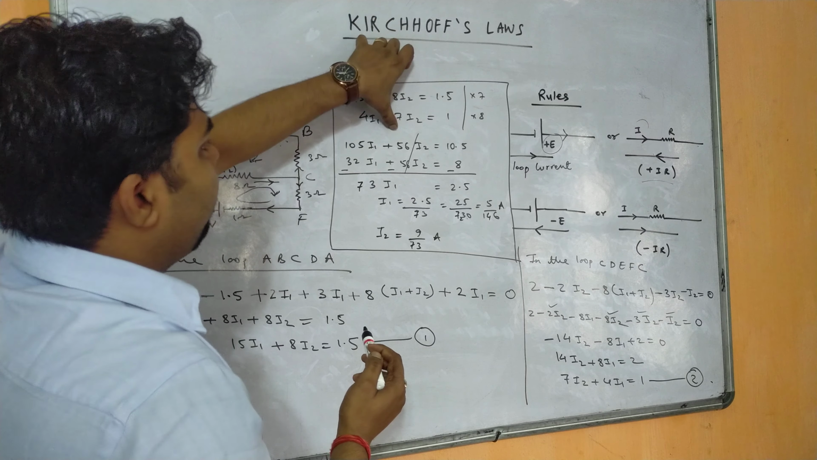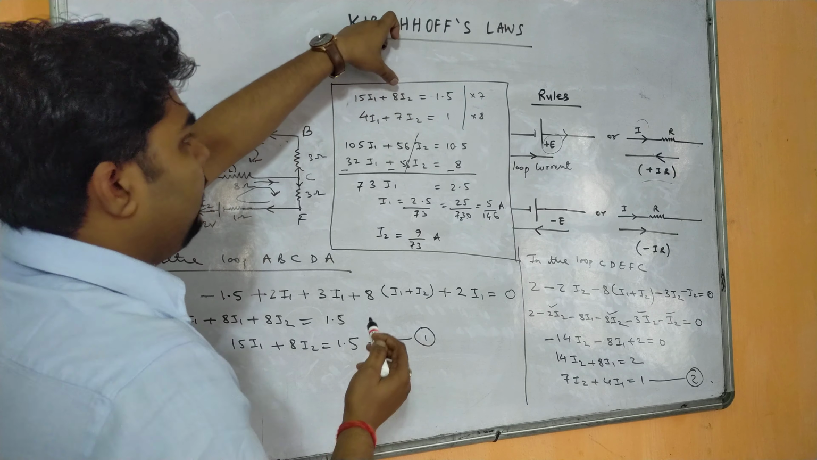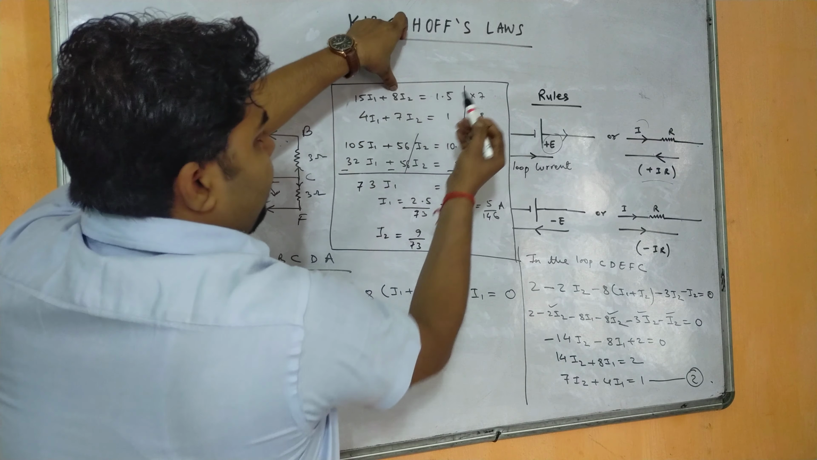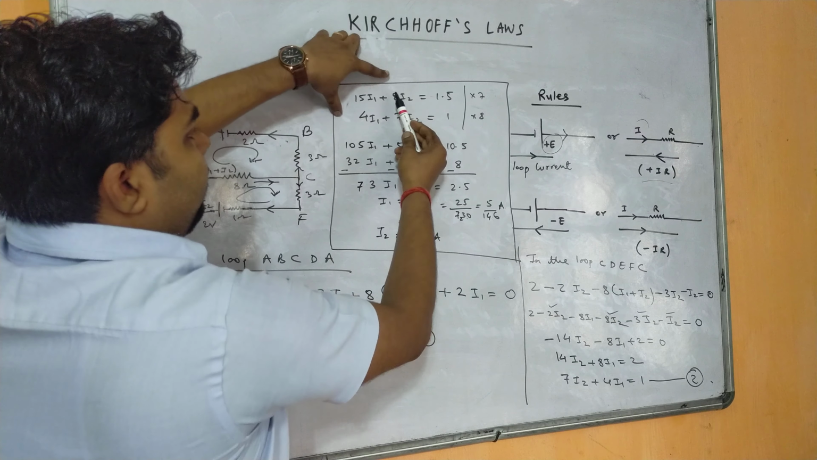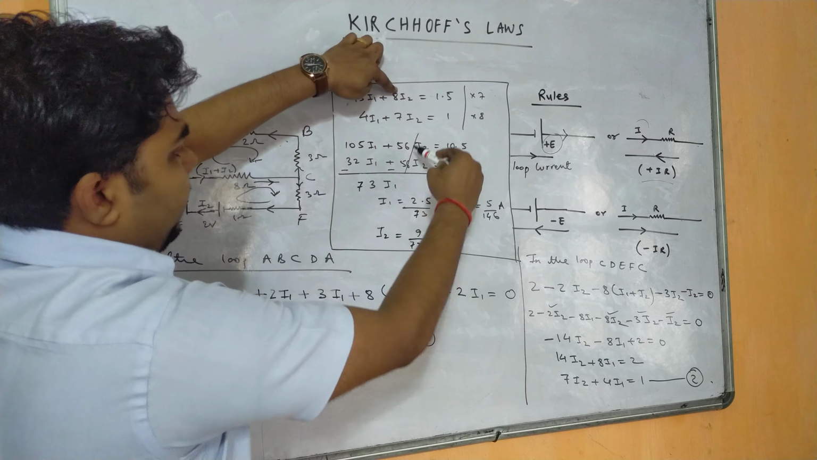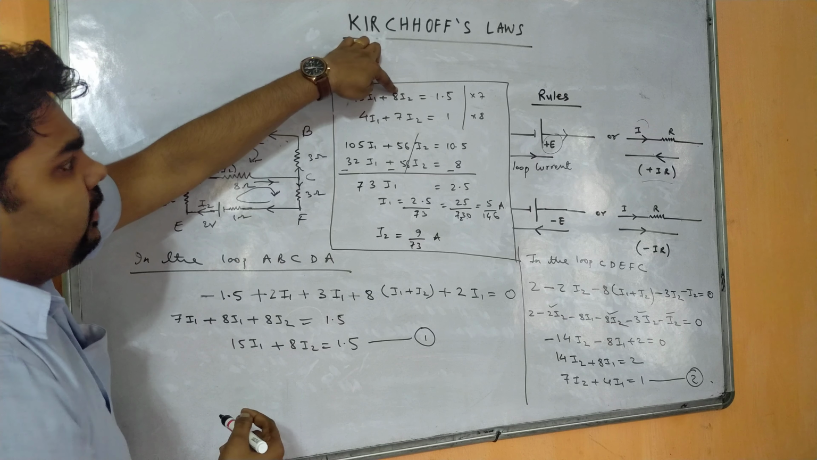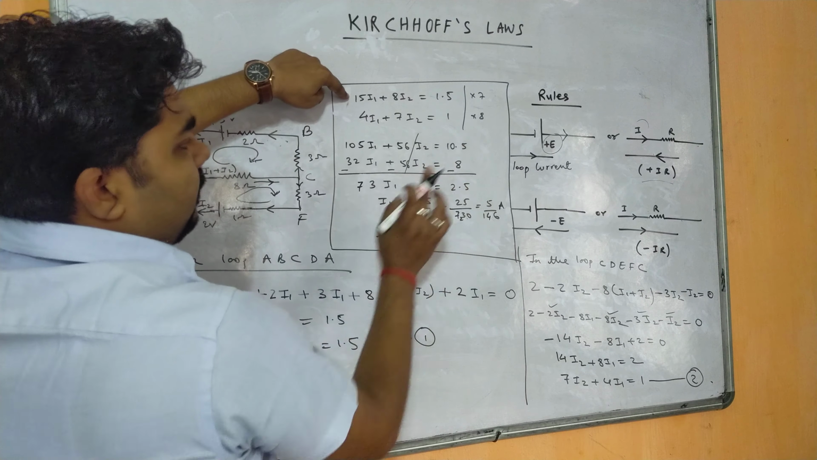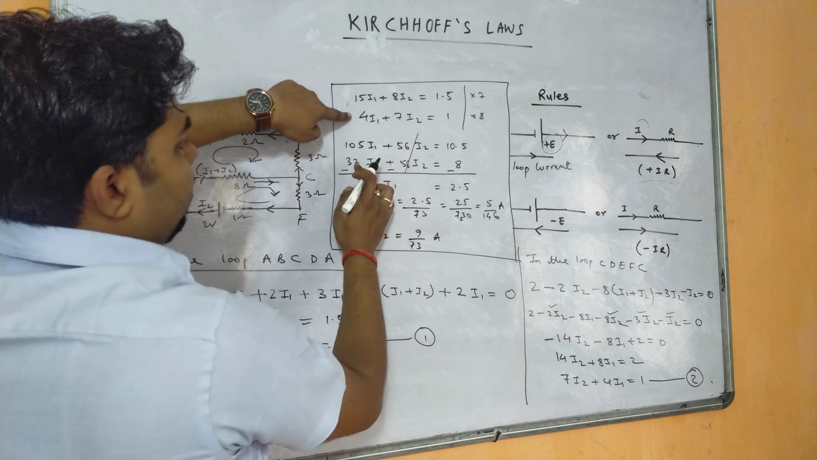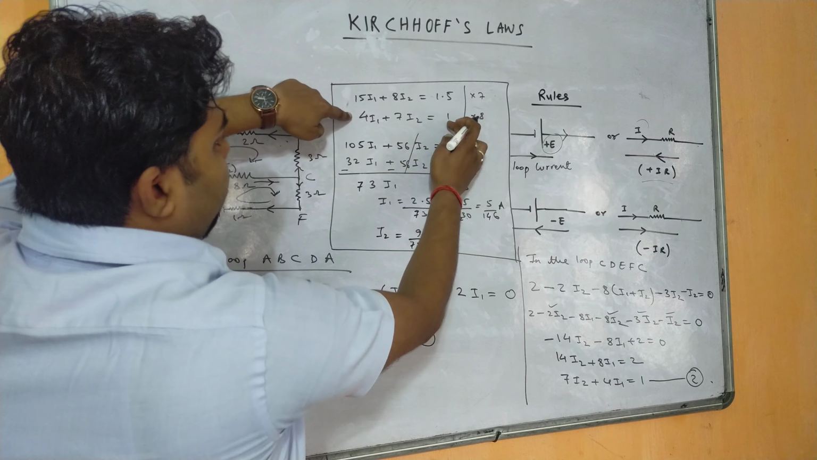So 8 and 7, what is the LCM here? That is 56. So we need to multiply the first equation by 7 and the second equation by 8. After multiplication, 7 times 8 is 56, 8 times 7 is 56, so both will get cancelled. That is, 56 I2 gets cancelled. Now 7 times 15 is 105 and 7 times 1.5 is 10.5. 8 times 4 is 32 I1 and 8 times 1 is 8.